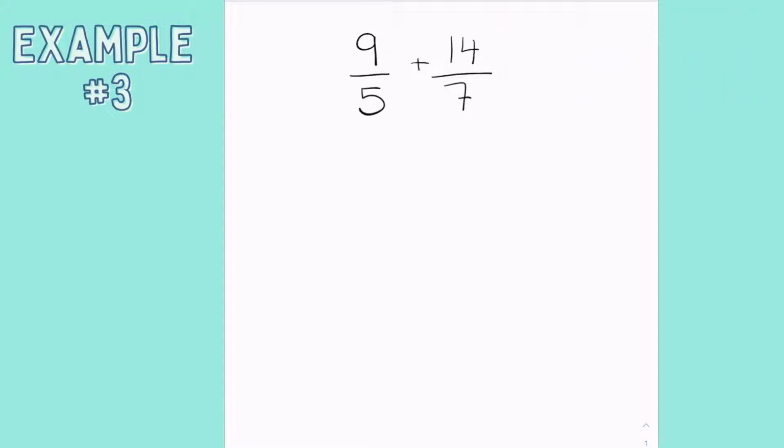All right, in this example, our second fraction actually has a larger numerator than the denominator. So that's going to require some additional steps when we reduce our fraction. But for now, let's go ahead with the butterfly method.